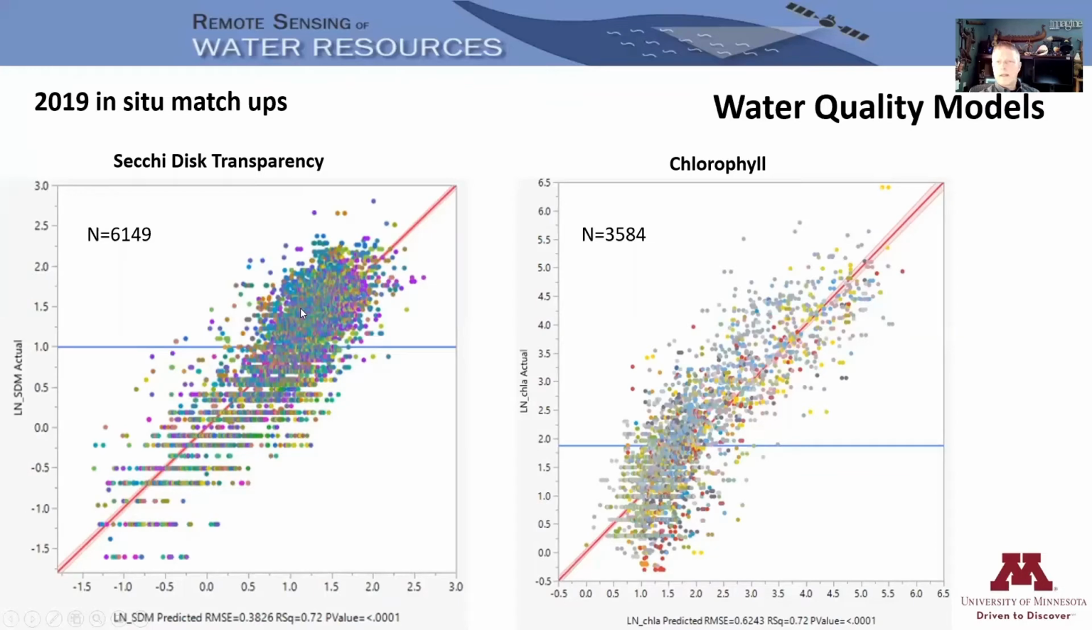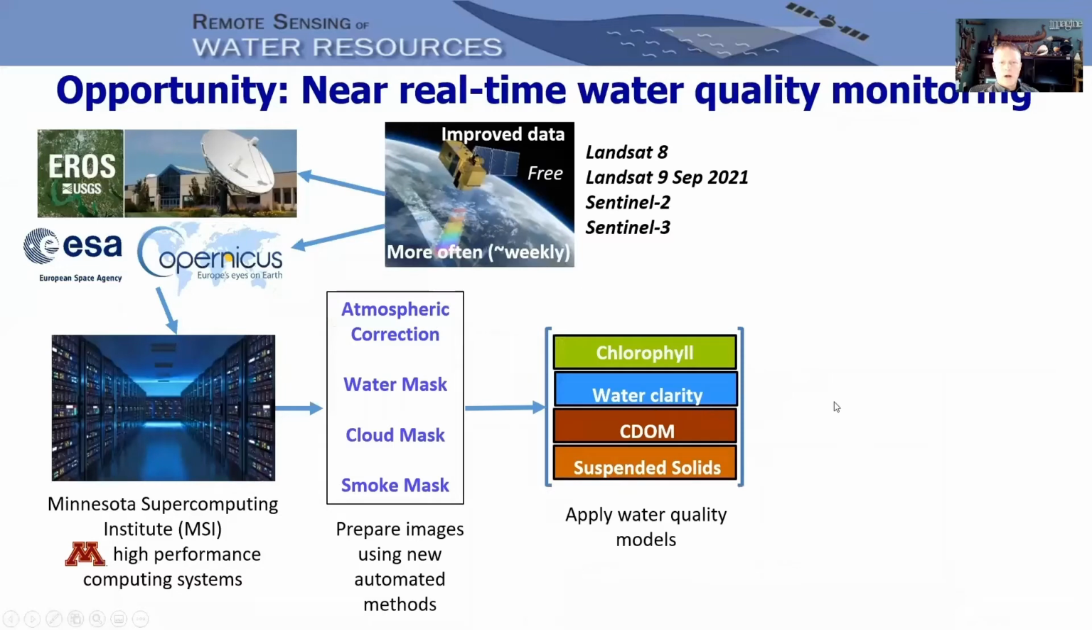And the model developed in 2019 fits the data very well. So we have very good models. Similar thing with chlorophyll with over 10,000 measurements there. So we have some water quality models.